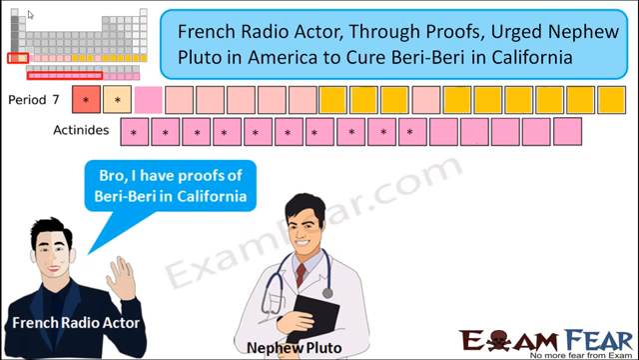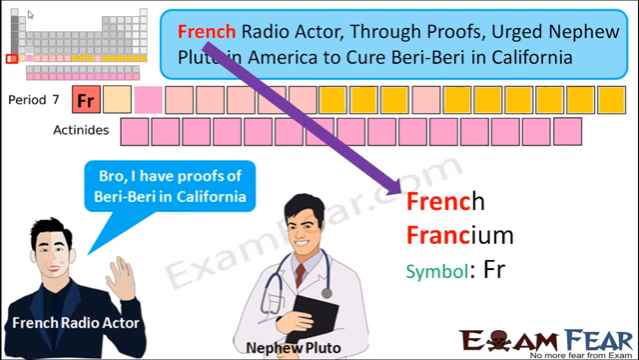And here we see a French radio actor who's telling that, bro, I have proofs of berry in California, and he is trying to inform his nephew named Pluto who lives in America. So our tip here is: French radio actor through proofs urged nephew Pluto in America to cure berry in California.